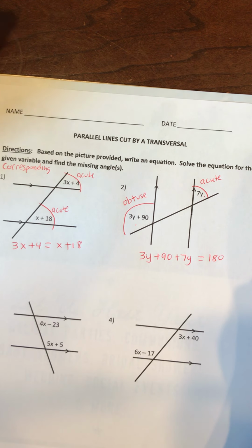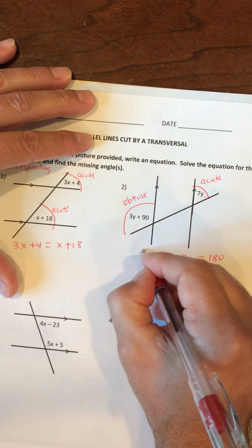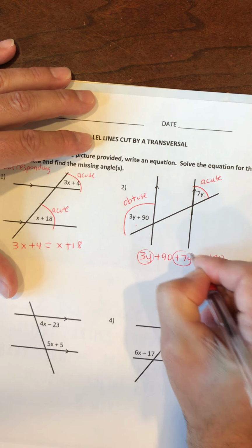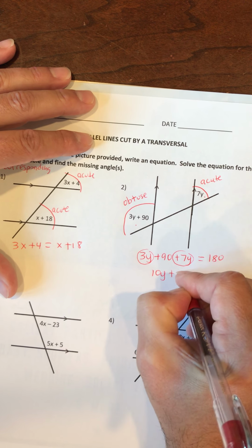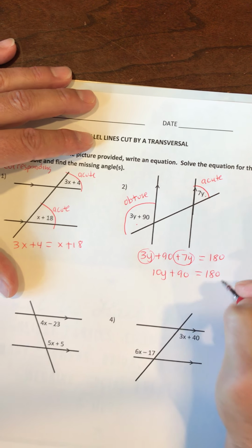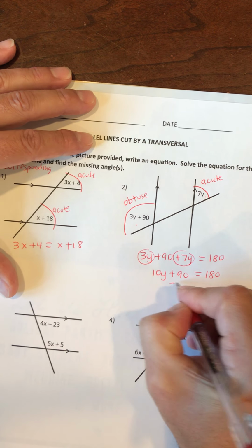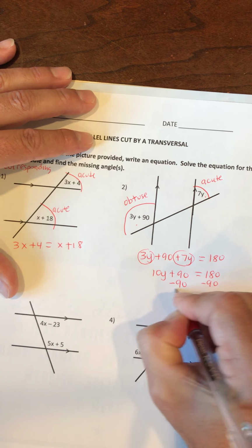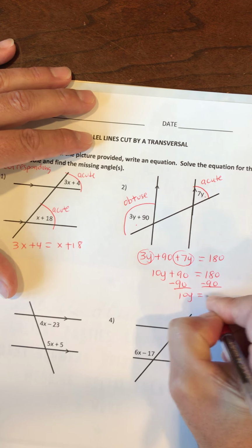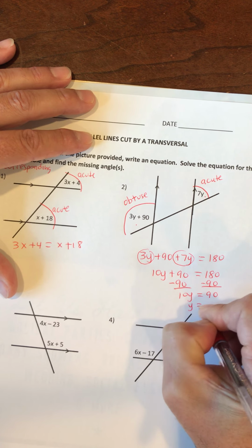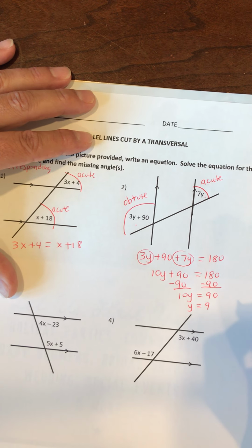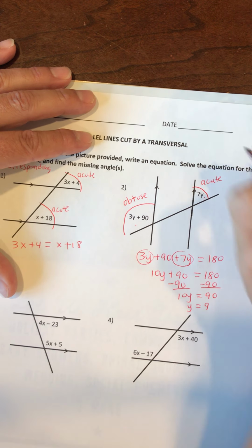All right, this one I'm going to solve real quick, show you how to get all the angles. So I'm going to combine 3y and 7y. 10y plus 90 equals 180. Subtract 90. 10y is going to equal 90. Divide by 10, y is 9. All right?